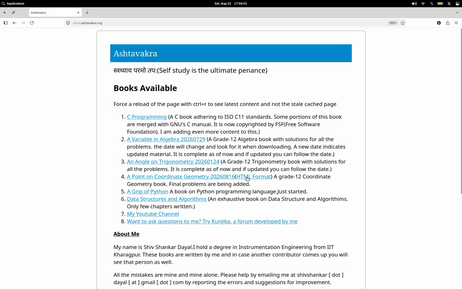This HTML format is going to go out. We will not have that. We will have only PDF copies here. So coordinate geometry is coming towards end, and very soon we should be able to finalize coordinate geometry, and then we will move on to calculus.